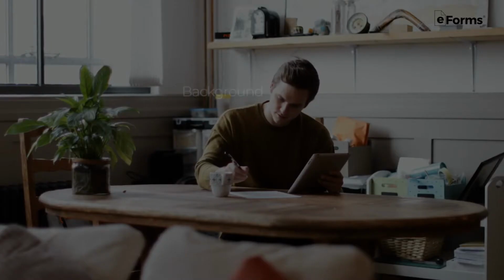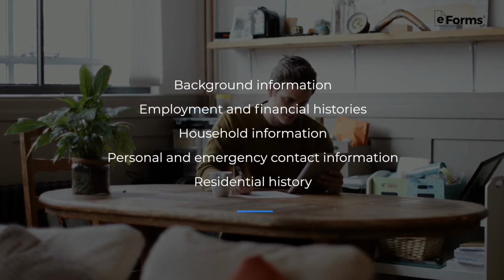Next, let's go over what to include in a rental application. In order to collect the details needed to conduct the appropriate background checks, a rental application needs to request background information, employment and financial histories, household information, personal and emergency contact information, and residential history. They should also include authorization from the landlord to use the information for the background checks, and it is required to attach a copy of the Fair Credit Reporting Act, which outlines a tenant's federal rights under the Fair Credit Reporting Act.